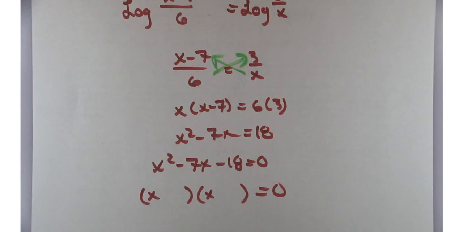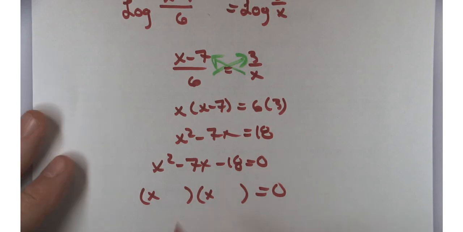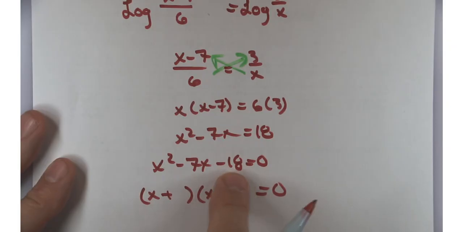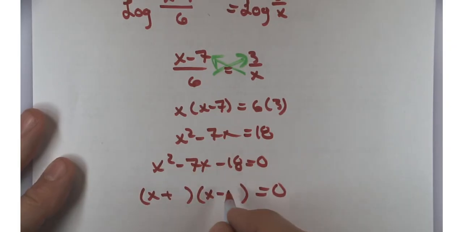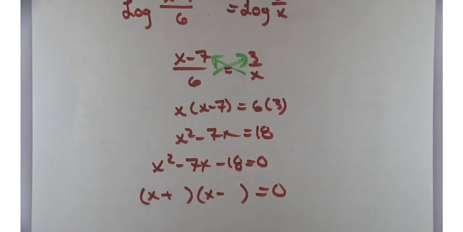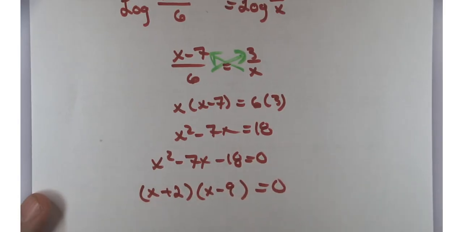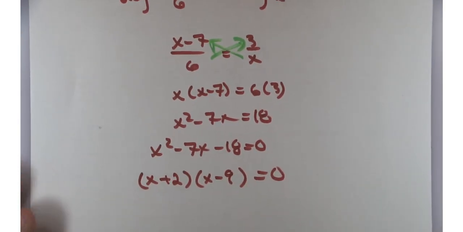Stephanie, help me out. I know one of these has to be a positive and one of them has to be a negative, because a positive times a negative would be a negative. Two numbers that multiply to negative 18 and add to negative 7? One of them is 9, one of them is 2, so it would be positive 9 minus 2. Close. The larger one has to have this sign. Negative 9 and positive 2. Good.